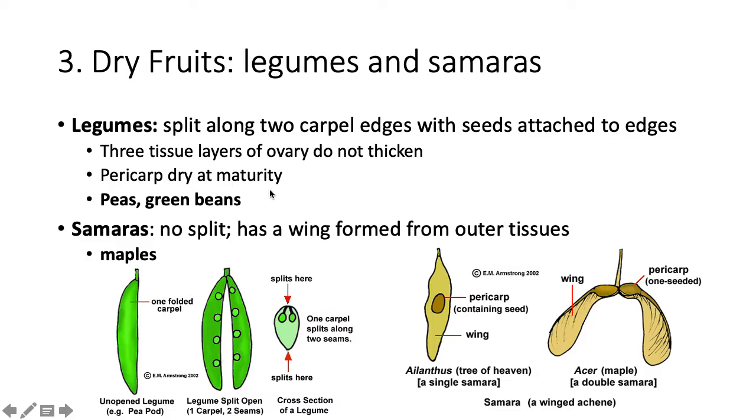So here are the three tissue layers, the exocarp, the mesocarp, and the endocarp. They don't thicken. When it's mature, the pericarp is pretty much dried, so you can dry these. They also can be stored in a pea pod, and then you can split that carpel open.